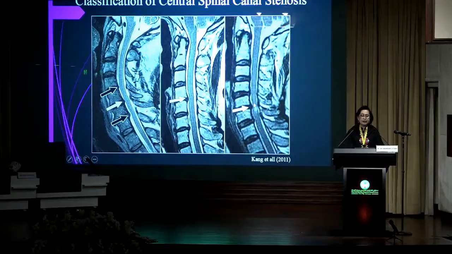So what we see in this degeneration, we can see loss of intensity of the disc and loss of disc height, and sometimes we can find spur nodes. And for central spinal canal stenosis, we can see there is a posterior osteophyte. We see there is also OPLL, buckling or thickening of the yellow ligament, and that causes cord compression. And we can also find some intramedullary lesion that is caused by cord compression.